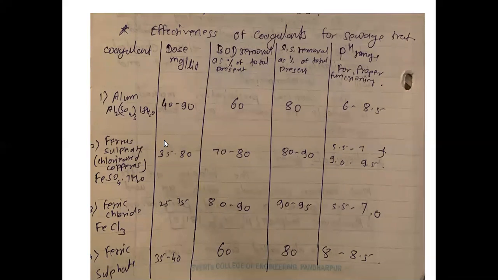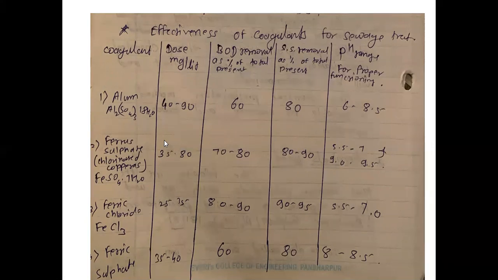It removes BOD effectively, more than 80% or up to 90% of BOD can be removed with the help of ferric chloride, and 90 to 95% of suspended solids. It can also work effectively in the pH range of 5.5 to 7. So ferric chloride is also a very commonly used coagulant. But the only issue is that it is not easily available and is a little costly compared to alum. That's why everybody prefers to go with alum.